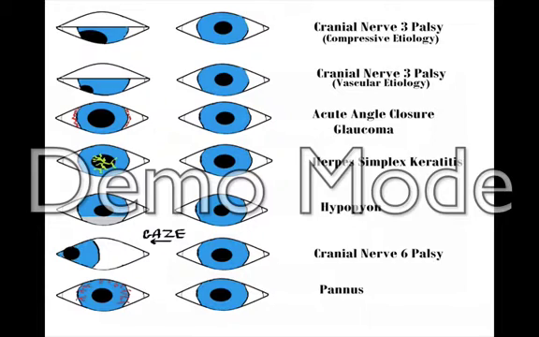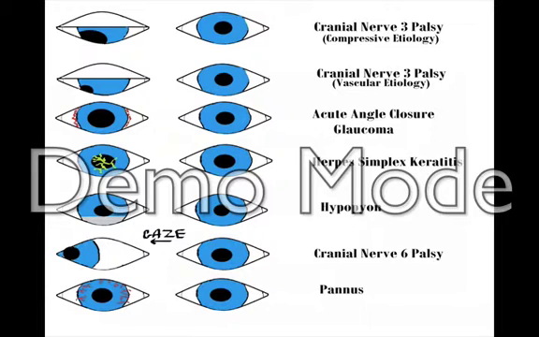In our first image, we note ptosis, mydriasis, and that the eye is down and out. This is classically seen in compressive etiologies causing a cranial nerve 3 palsy.